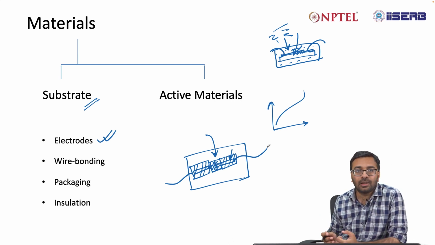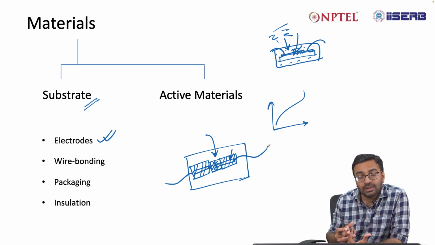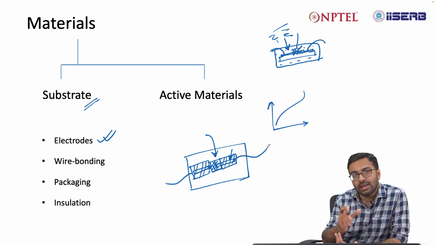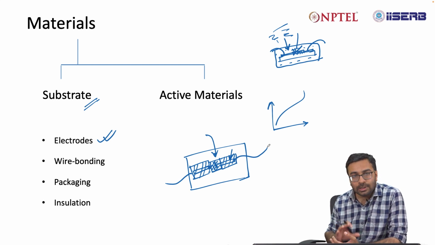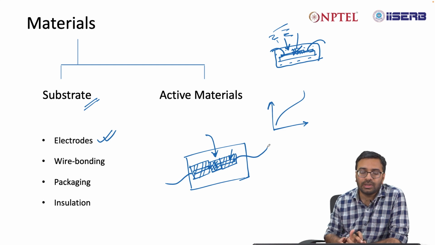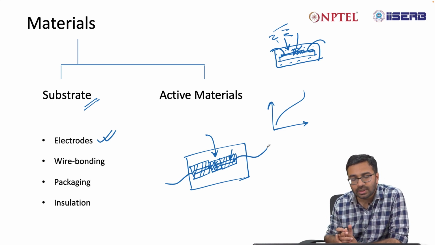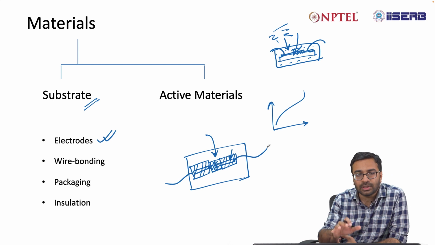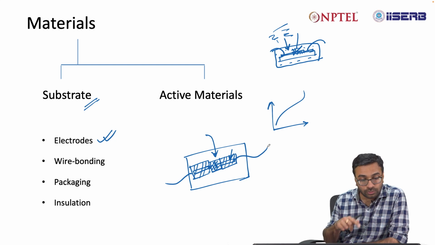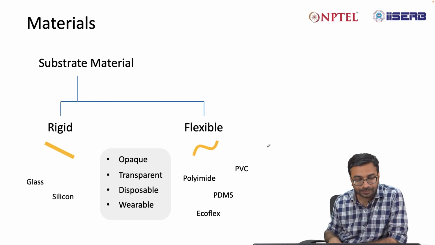So we made a sensor where the active material is only exposed to the chemical under concentration. The electrode is insulated from the rest of the part. Okay, so this is what insulation is all about. For insulation also we need different types of materials. So these are different components that need material consideration. Let us go to those aspects one after another.